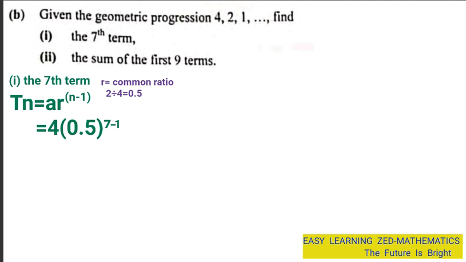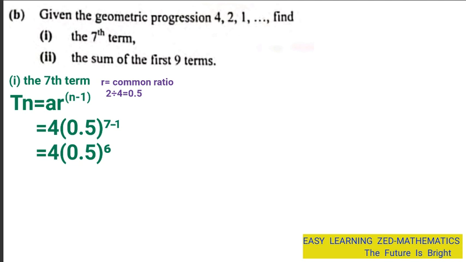Okay, now once I've done that, the next thing I'm going to do is write these numbers and then find the difference of the powers, which is 7 minus 1 will give us 6. Okay, once I've done that, then when you're writing an exam, you just punch the numbers the way they are. Meaning you find the value of 0.5 when you multiply by itself 6 times. Then later on you multiply by 4.